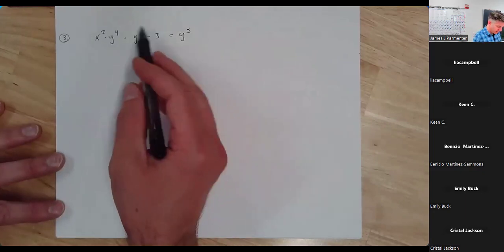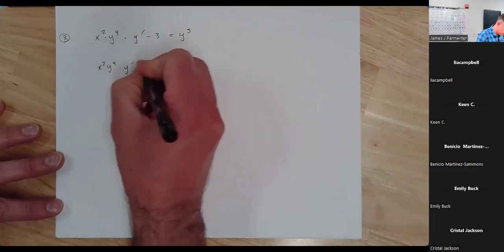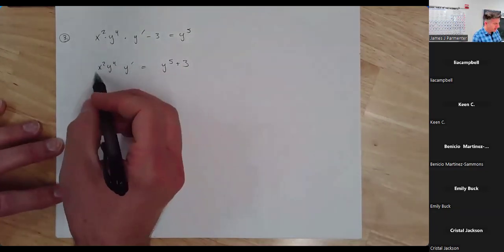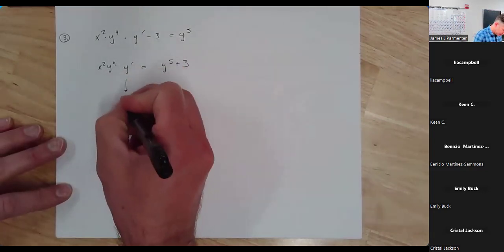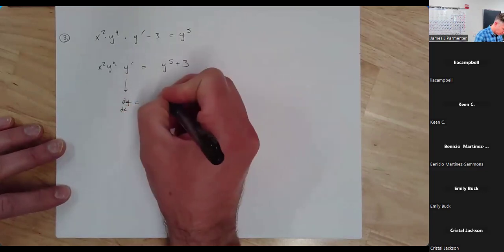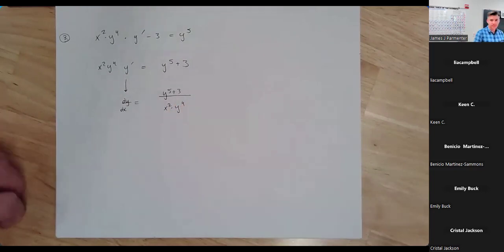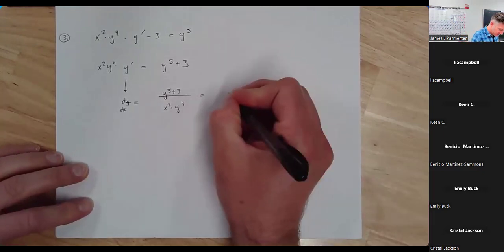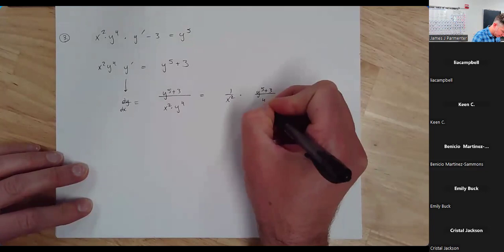For the separate, I'm going to first get the 3 over on the other side, and I can add that 3 to the other side just fine. It's totally allowed. I'm going to get y to the 5th plus 3. And then I like to isolate y prime. I just find it to be easiest to see for me that way. So I'm going to write this as dy dx instead of y prime equal to y to the 5th plus 3 divided by x squared times y to the 4th. So I can certainly see that I can pull apart the x's and the y's on the right-hand side. I can write this as 1 over x squared times y to the 5th plus 3 over y to the 4th.